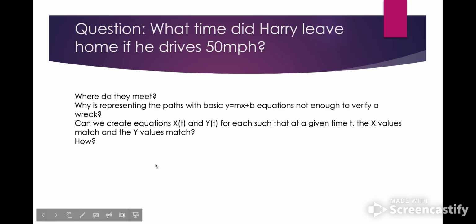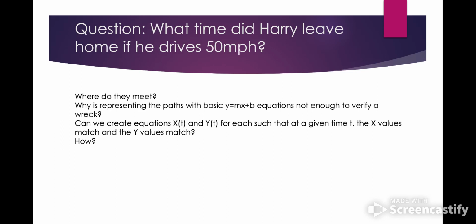And so here's where the question comes in. We say, what time does Harry leave home if he drives 50 miles an hour? Now realize what this is doing is giving you the speed for Harry, but it's not telling you what time he left. And so you have to kind of backtrack. Okay, well, how far did he go before he intersected her path? And what does that look like?